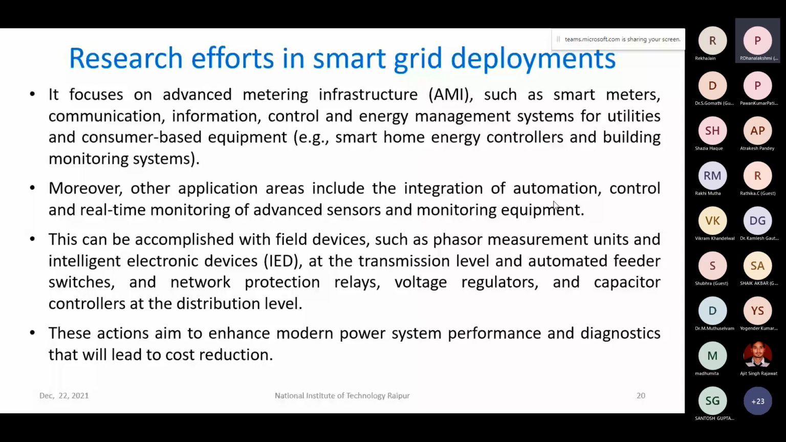and with the use of the intelligent electronic devices and phasor measurement units, which are installed at transmission levels of the system, we can have the overall protection coordination of the different transmission and distribution feeders, finally to regulate the voltage, and also to control the various parameters at the transmission and distribution levels. Voltage and frequency controls, all that can be done. The main aim is to enhance the overall operational performance of the system and to have the least cost to the consumer of overall energy supply.